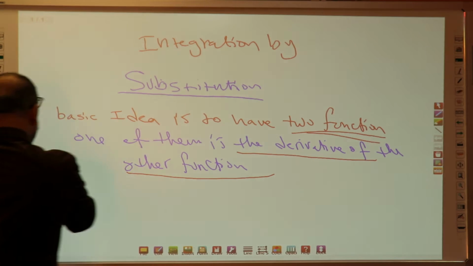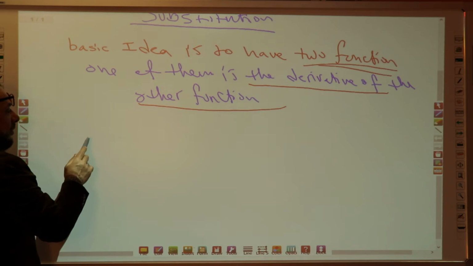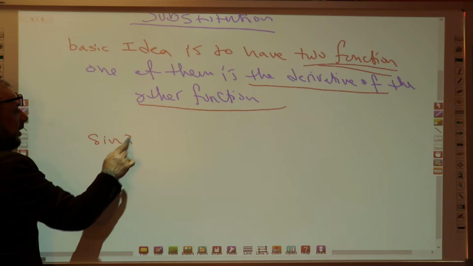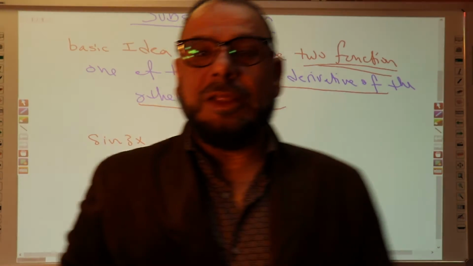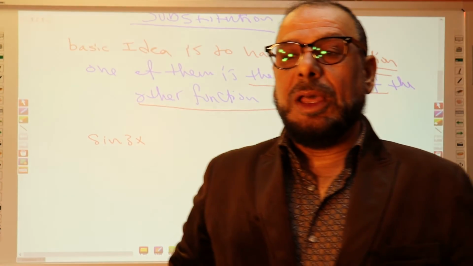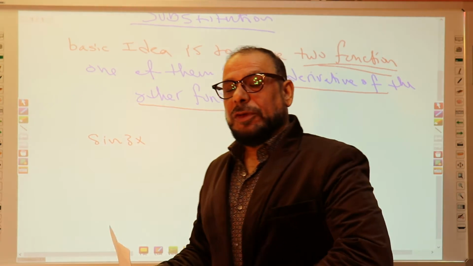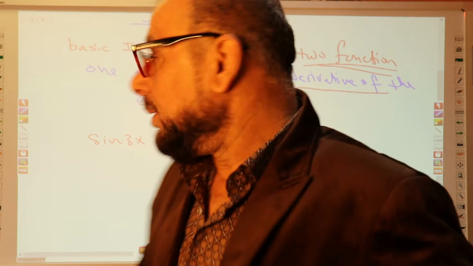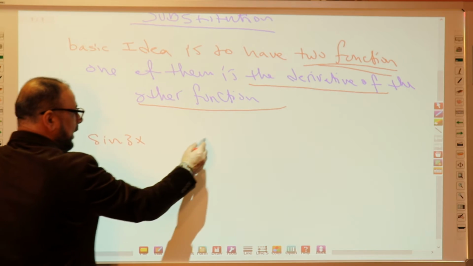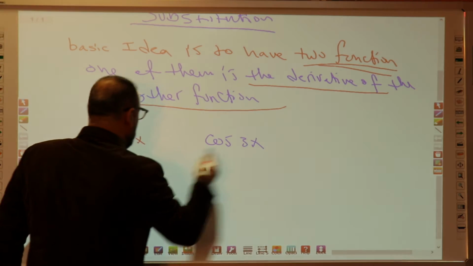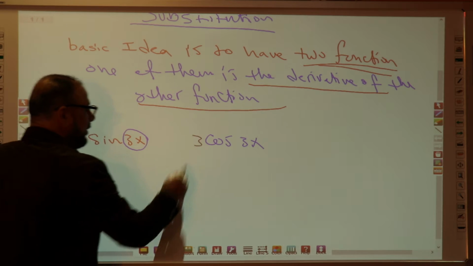Look at some examples. If you have sine 3x, what is the derivative of sine? Because of that I said we have to be good in calculus 1. The derivative is cosine 3x, and don't forget the derivative of the angle, which is the 3 that comes here.